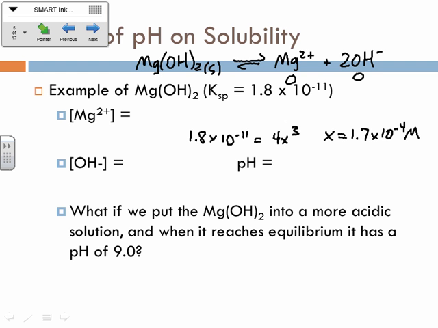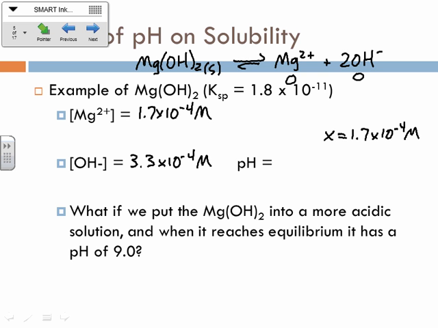Let me erase this so that I can write that clearly. I'll keep my x. So this is 1.7 times 10 to the negative fourth molar. What's the concentration of our OH- going to be? It's going to be twice that, right? Because it's going to be 2x, since there's 2 OH- for every 1 Mg2+. Does that make sense to everybody? Okay. So, double that number, 3.3 times 10 to the negative fourth.